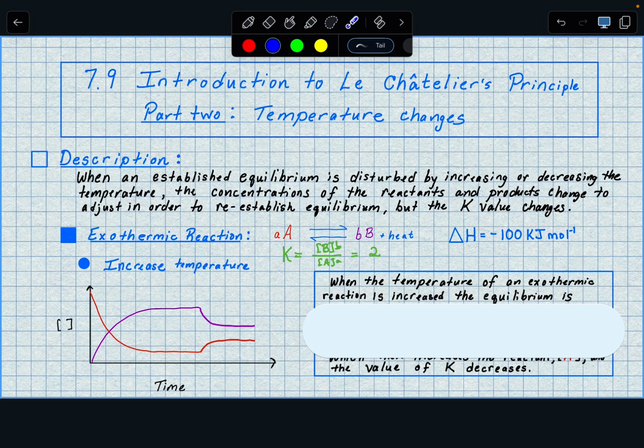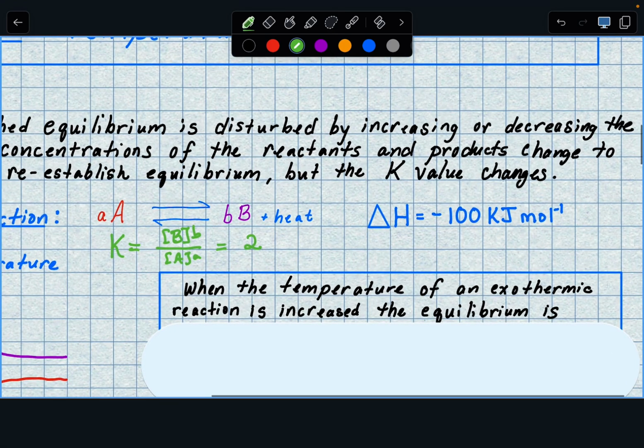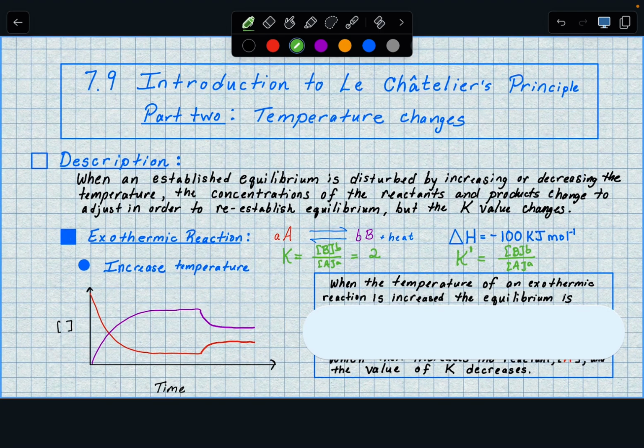So when we compare what happens to the equilibrium as it's disturbed, I am going to call the new equilibrium constant K prime, because it is going to change. You'd still calculate it the same way, with your product concentration divided by your reactant concentration, but it is going to be a new value. So you'll hear me using K versus K prime as we go through this video.